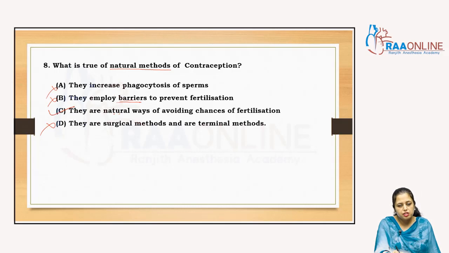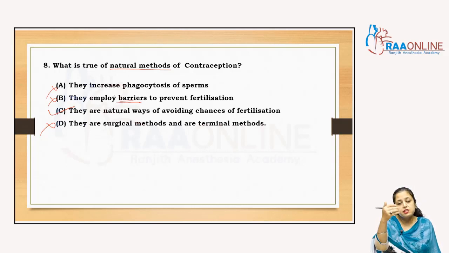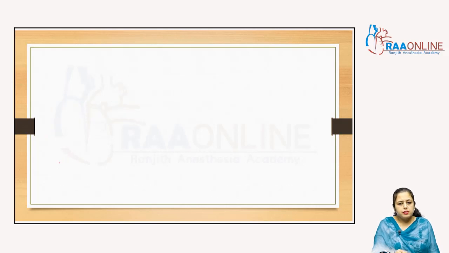of the fertilization by the periodic abstinence, by the withdrawal of the penis just before the ejaculation of the semen inside the female genital tract, right? And third one is the lactational amenorrhea. These are the three natural methods, right, to avoid the chances of the fertilization. Now come to the next.